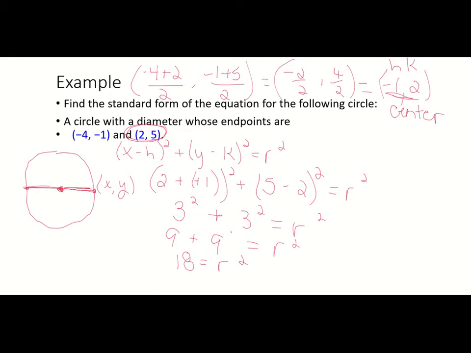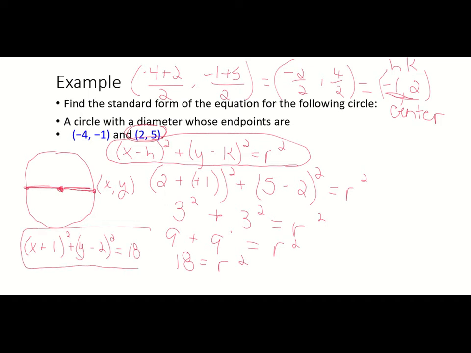Now what we need to do is write our standard form, leaving just x and y. So our standard form of the equation is (x plus 1) squared, because remember it's minus a negative, plus (y minus 2) squared equals 18. And this is our standard form of the equation when we are given the diameter, and that's how we would find our standard form.